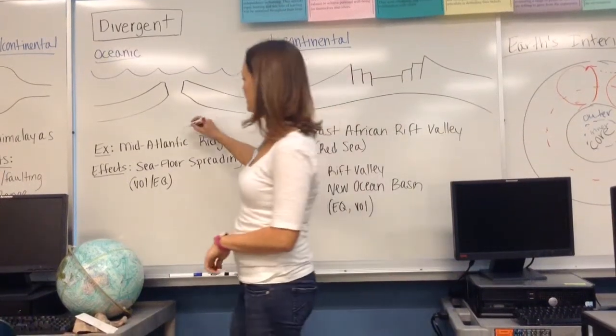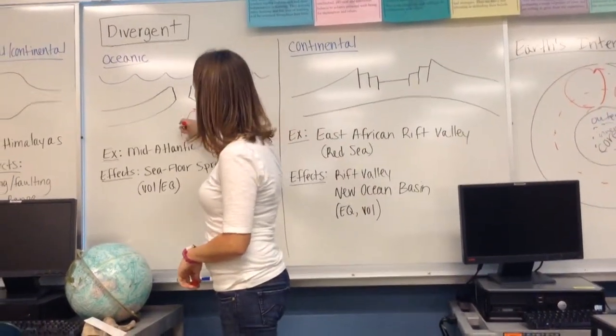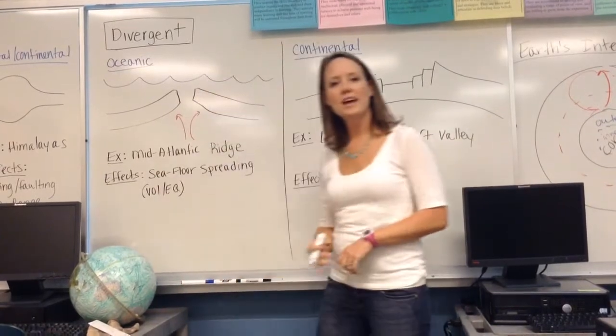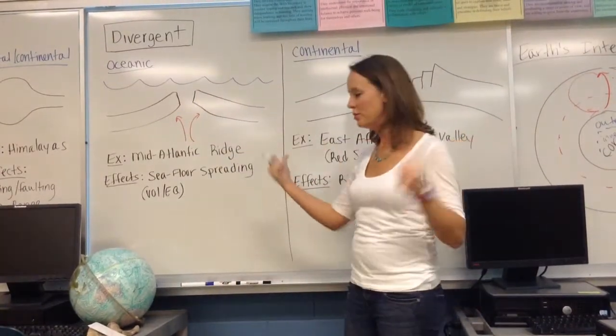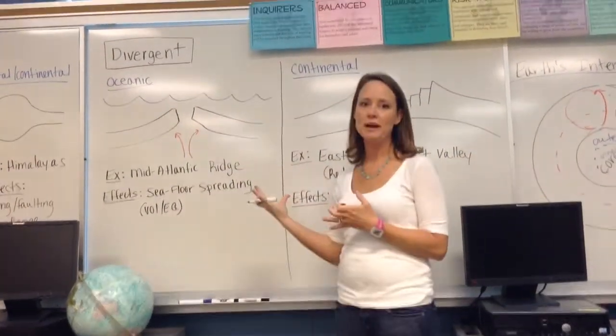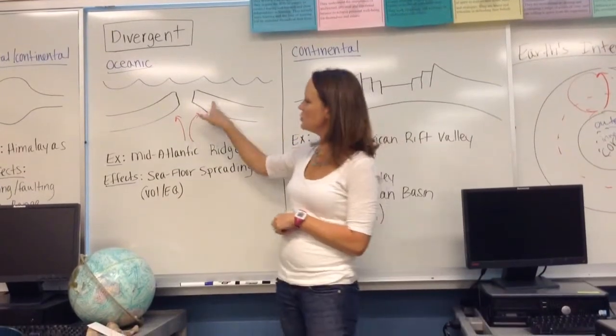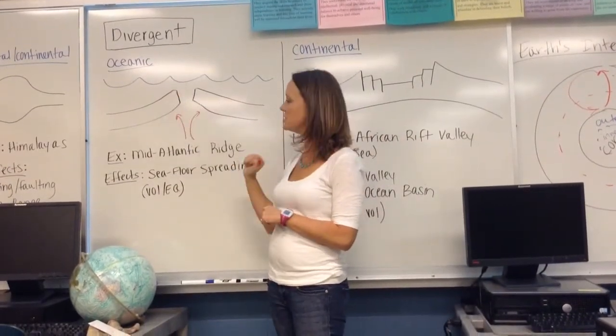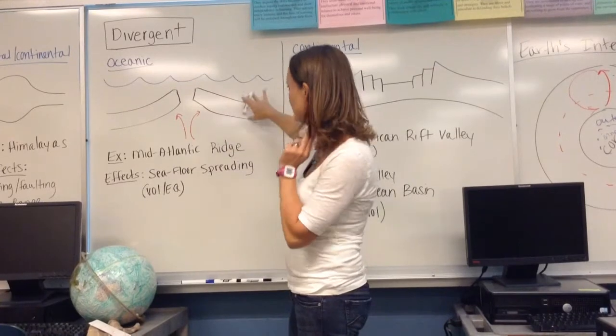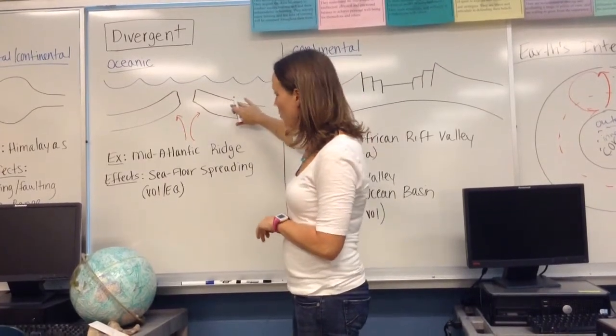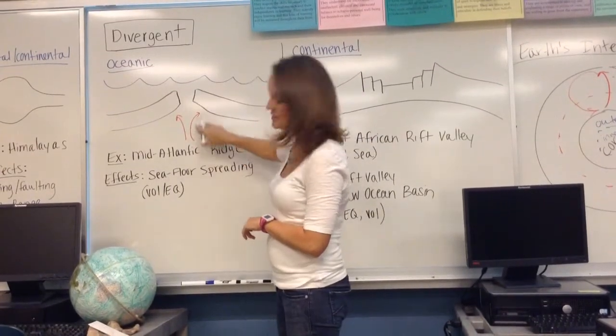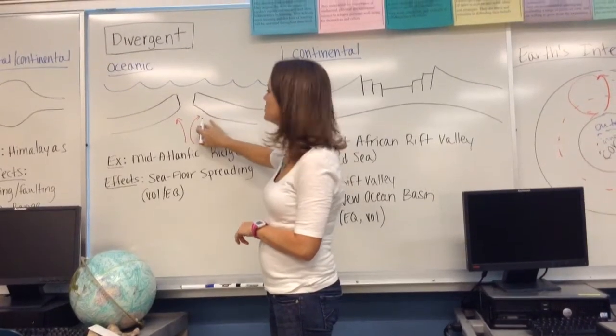When the convection currents from the core are diverging, what happens is it pushes those lithospheric plates apart and we get a divergent boundary. If that occurs between two pieces of oceanic crust at an oceanic divergent boundary, what it does, we have this heat rising. It actually melts the rock.